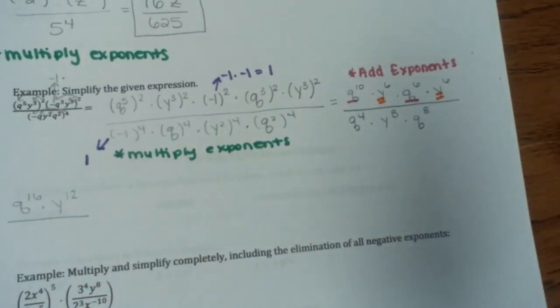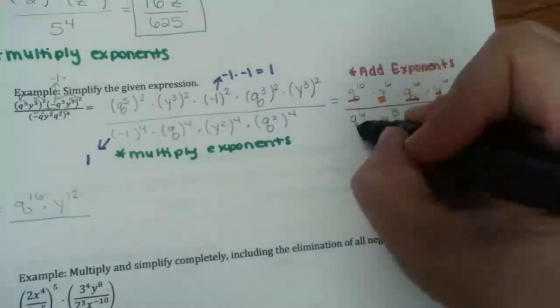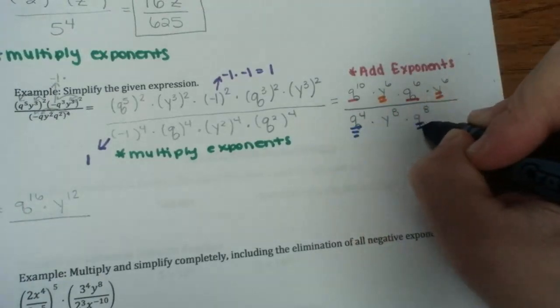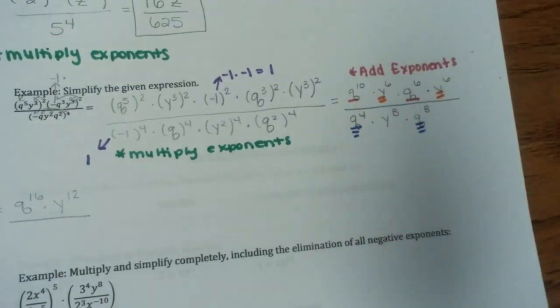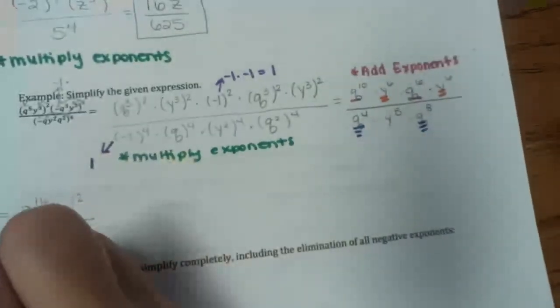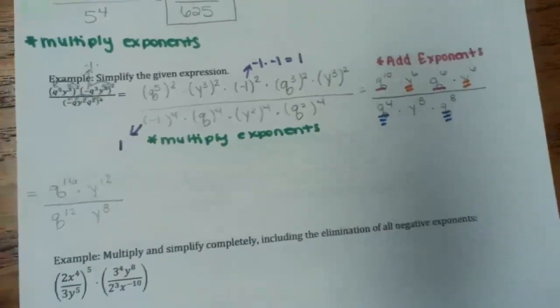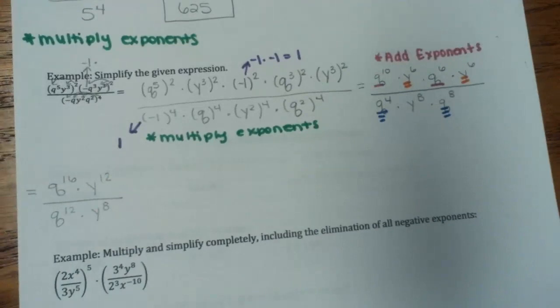We have q to the 4th times q to the 8th. Adding those exponents, 4 plus 8 would give us 12. So q to the 12th times y to the 8th. Slowly getting better, slowly getting better. So now let's combine like terms. There's q on top, q on the bottom.